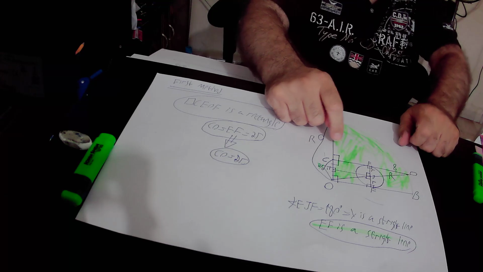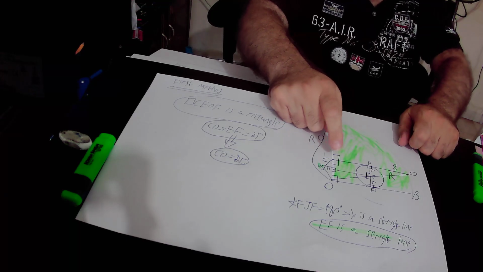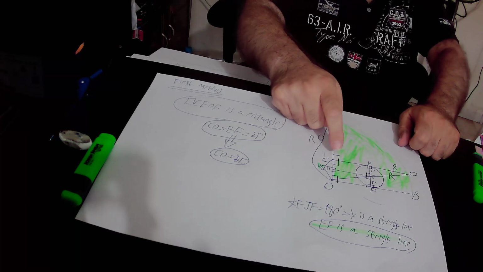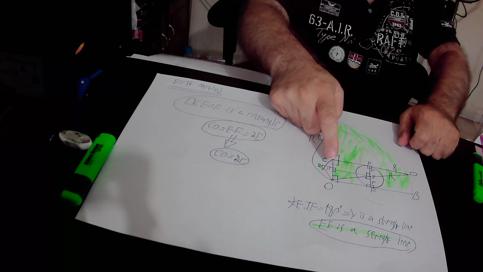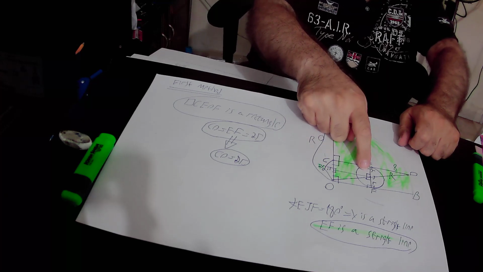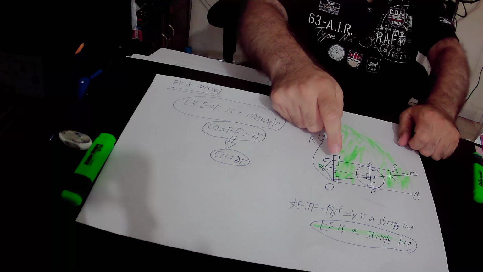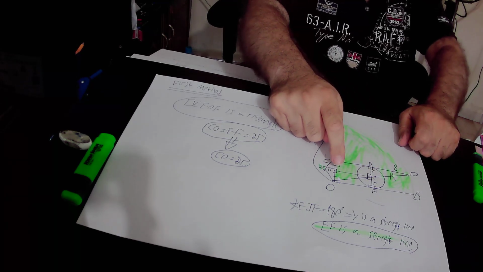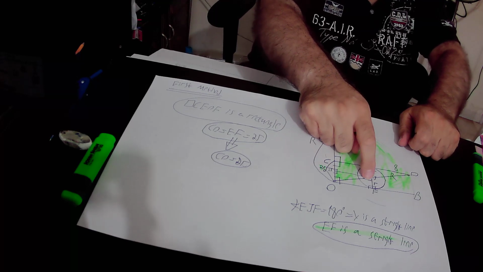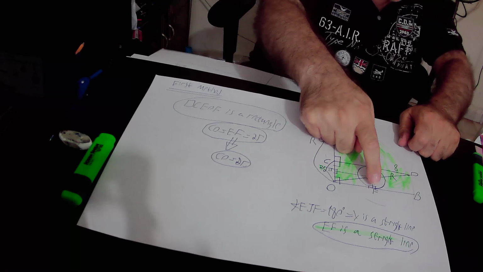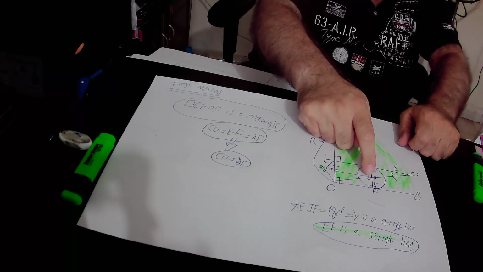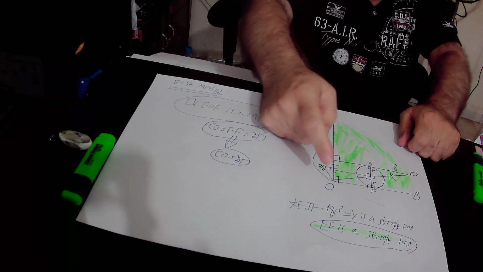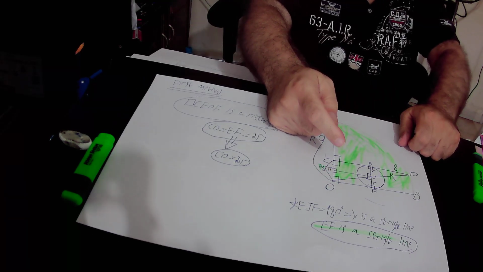So inside quadrilateral COTJ, we have 1, 2, 3 right angles, therefore the fourth angle must also equal 90 degrees. Inside quadrilateral TJOF, we have 1, 2, 3 right angles, therefore the fourth angle must also equal 90 degrees. So this angle EJF equals 90 degrees plus 90 degrees, it is 180 degrees. So angle EJF equals 180 degrees, therefore angle EJF is a straight line.